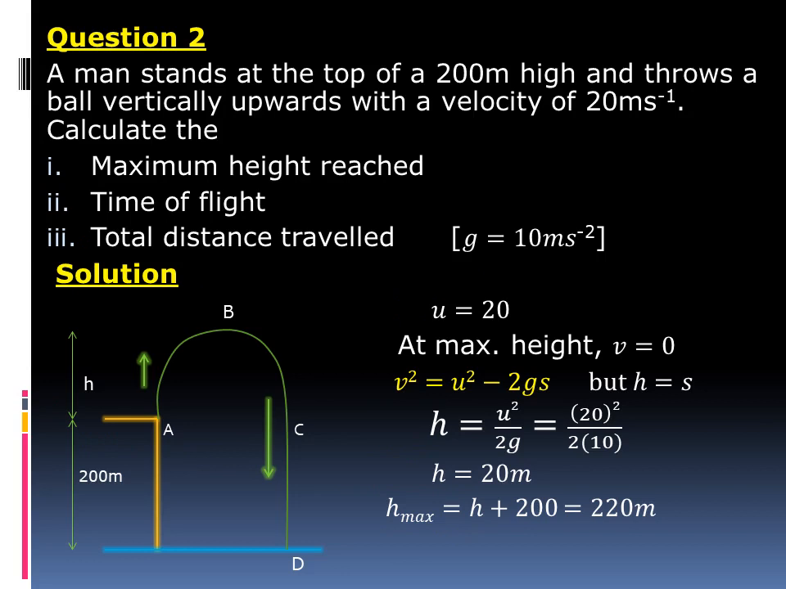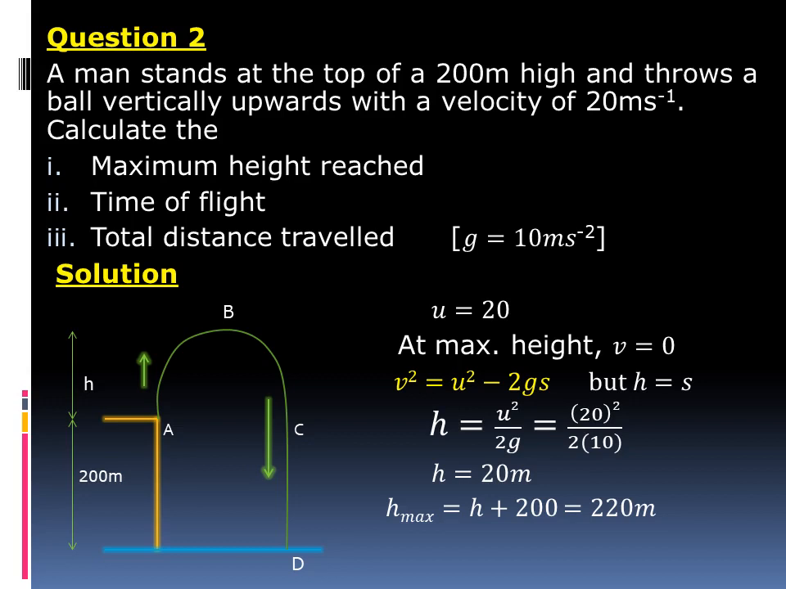Now the second question reads as: a man stands at the top of a 200-meter high tower and throws a ball vertically upwards with a velocity of 20 meters per second. We're supposed to find the maximum height, the time of flight, and the total distance covered.